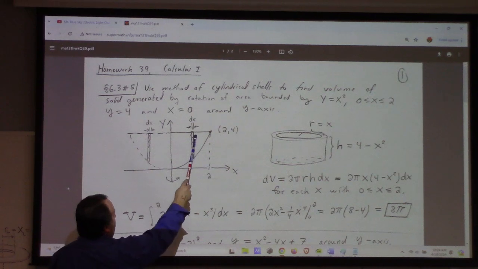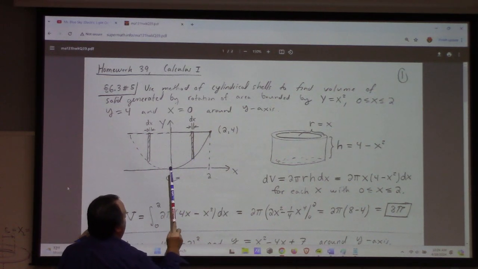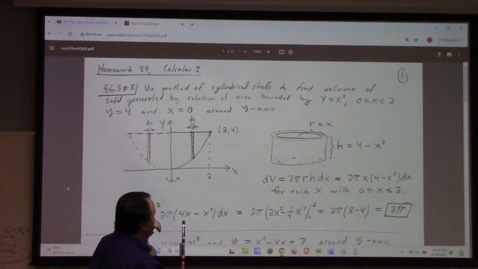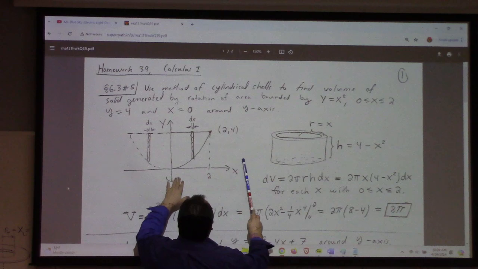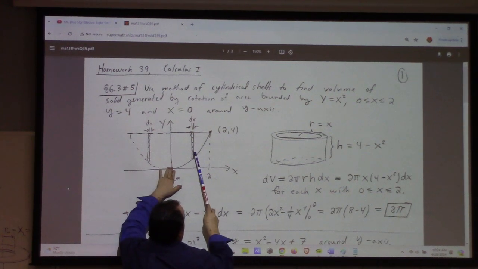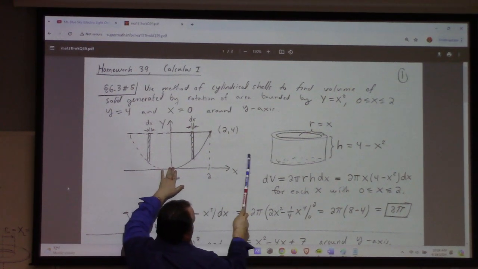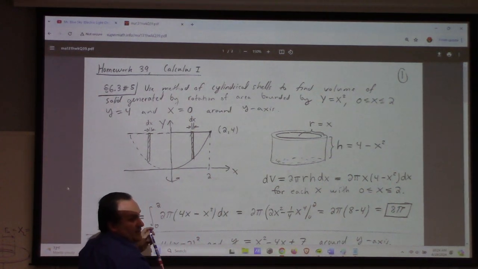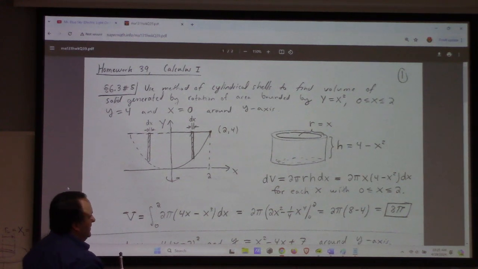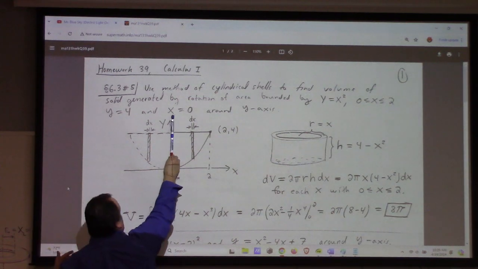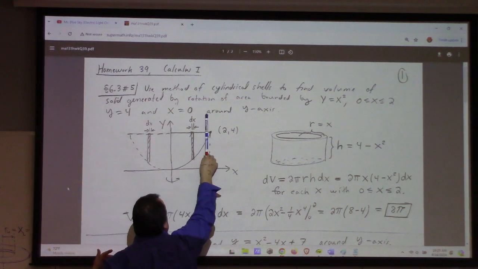Anyway, here's the cross section, the profile picture of the cylindrical shell. The height here is not just y. The height is the difference of the top y minus the bottom y, which in this case is 4 minus x squared. And the radius here is x again. So I have to integrate from x equals 0 to x equals 2 for this one, because there's a shell at 0 all the way out to 2.